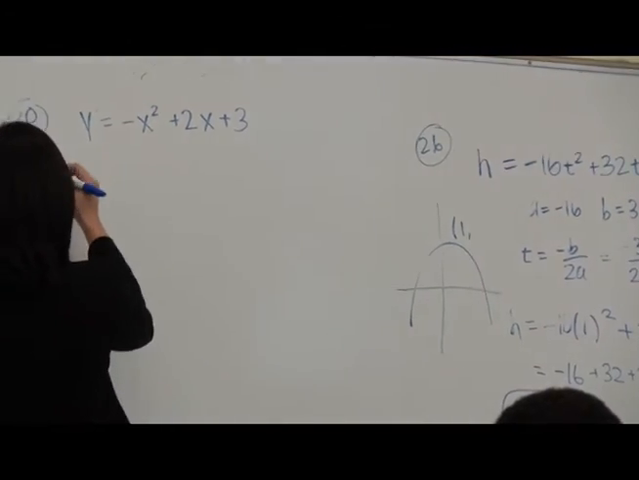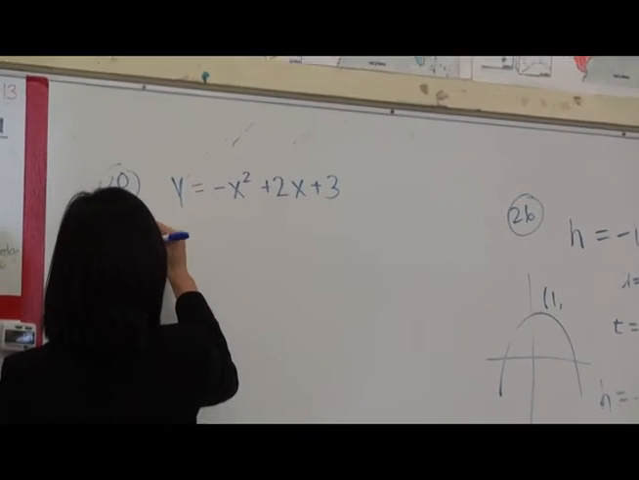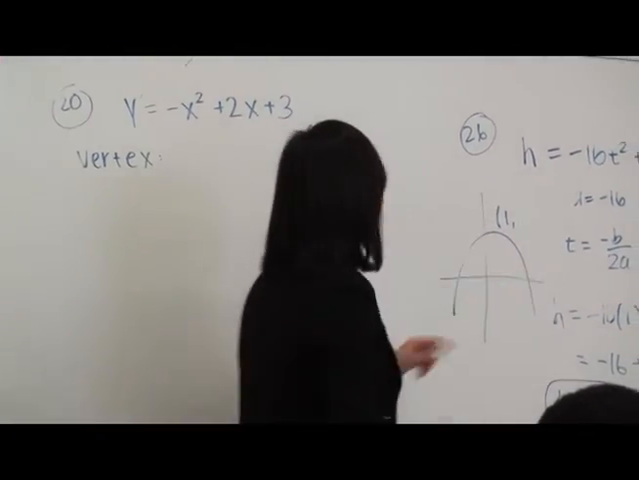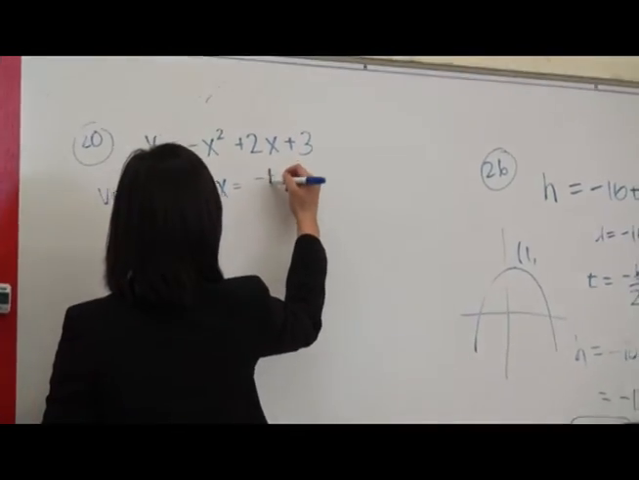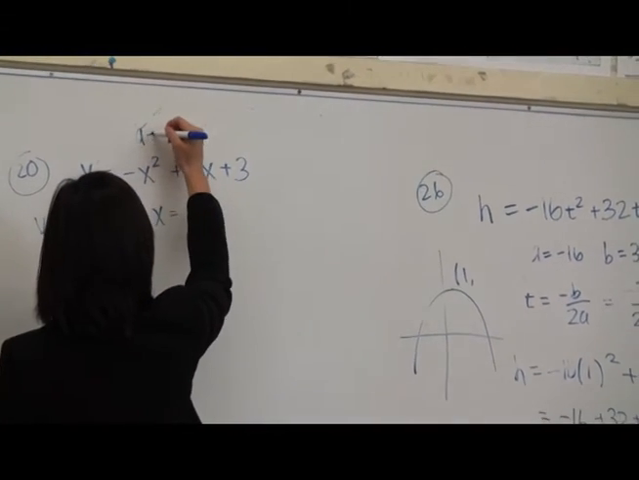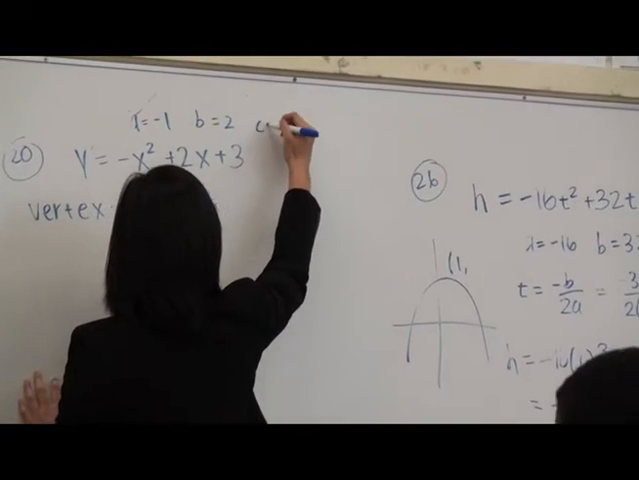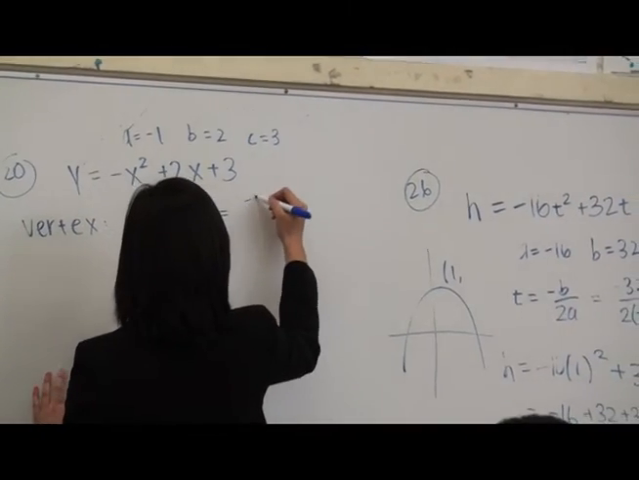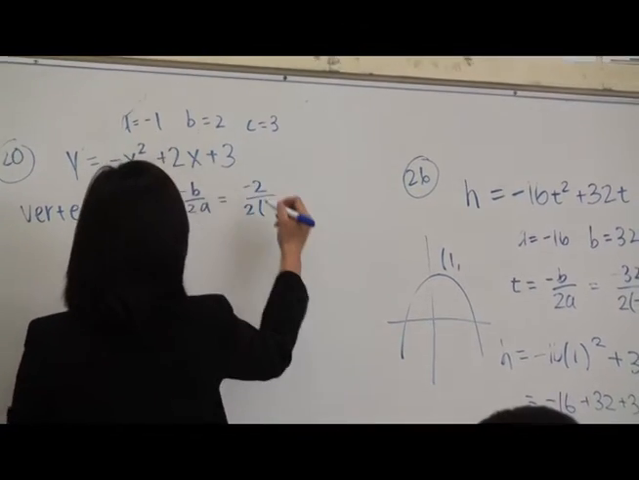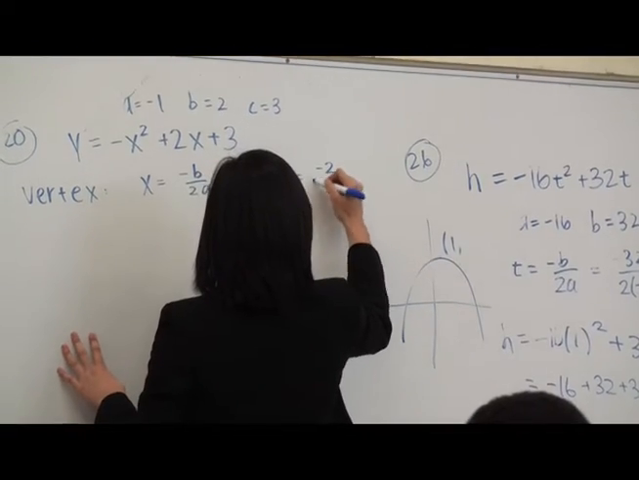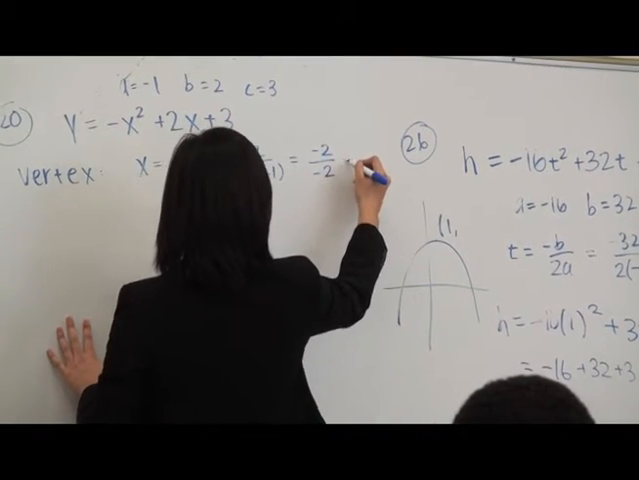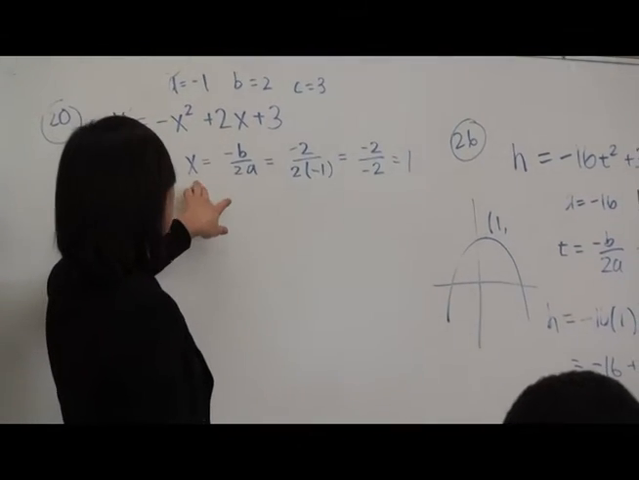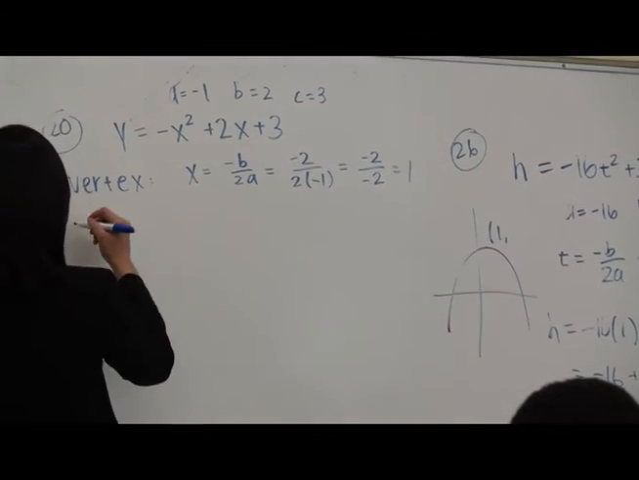So let's try to find our vertex first. It's the same thing here, right? So our x-coordinate is going to be negative b over 2a. And here a equals negative 1, b equals 2, and c equals 3. So we get negative 2 over 2 times our a, which is negative 1. So we get negative 2 over negative 2, which is 1. So that's the x coordinate of our vertex. To get the y, we have to plug it back in.